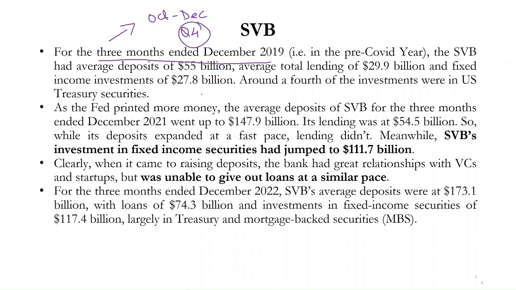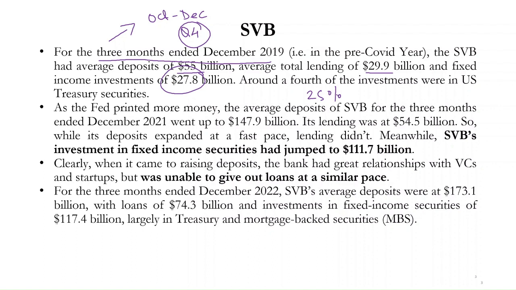Silicon Valley Bank had average deposits of $55 billion, lending of $29.9 billion, and fixed income investments of $27.8 billion. Now, what are these fixed income investments? Every bank, even in India, is mandated to invest a certain proportion in government securities. A minimum amount is mandated, but obviously a bank can invest more also. So for Silicon Valley Bank, a fourth of its investment, 25%, was in US Treasury securities.